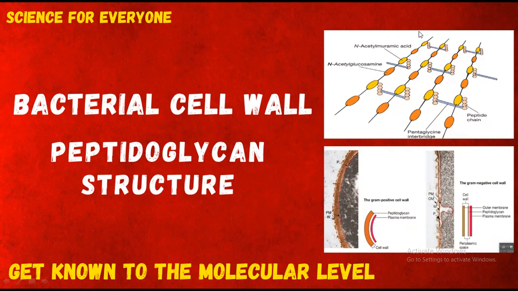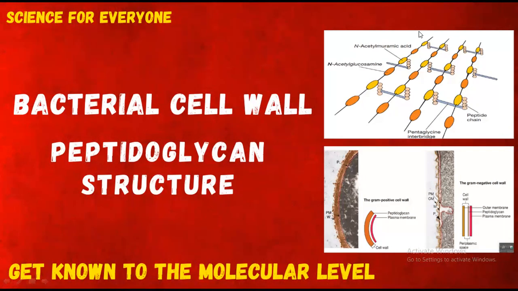Today our topic is related to the bacterial cell wall, and the title of today's lecture is the peptidoglycan structure. We all know what basically a peptidoglycan layer is. It is also known as murein, and it is present in gram-positive bacteria as well as in gram-negative bacteria.